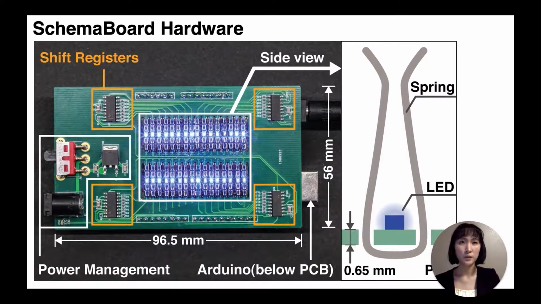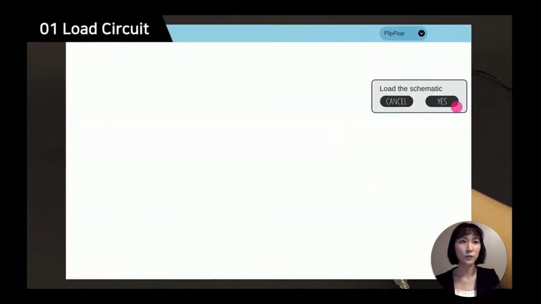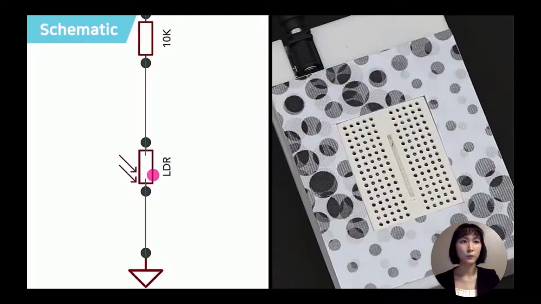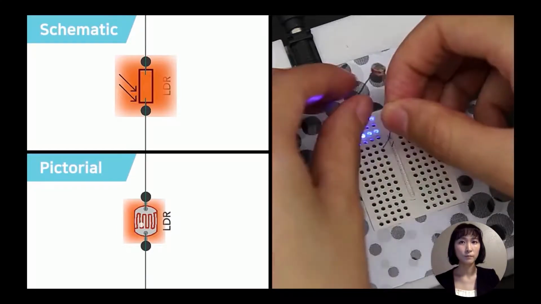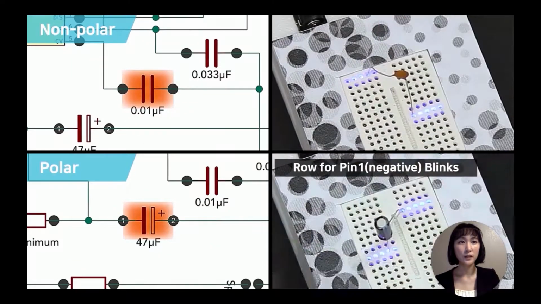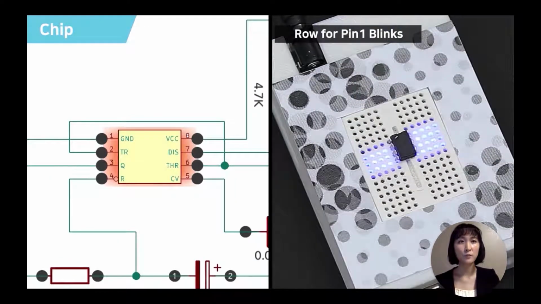Based on the formative study, we developed a system which highlights the location of hardware components. This is the SchemaBoard hardware. It's an Arduino shield that consists of LEDs and shift registers. Users can import custom-designed schematic circuit files to the SchemaBoard system. SchemaBoard highlights the location on the breadboard for the selected component. To indicate the component's polarity, SchemaBoard blinks the LED. Also, SchemaBoard blinks the LED for the first pin of the chip.